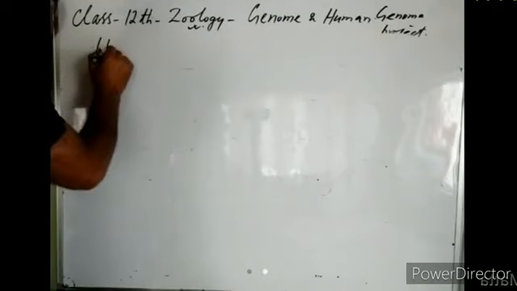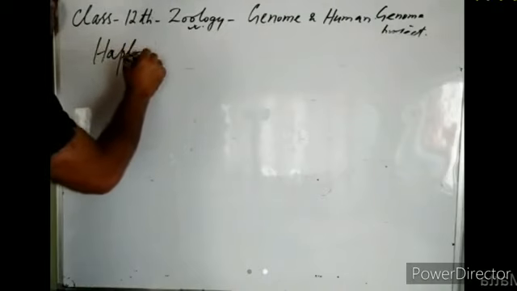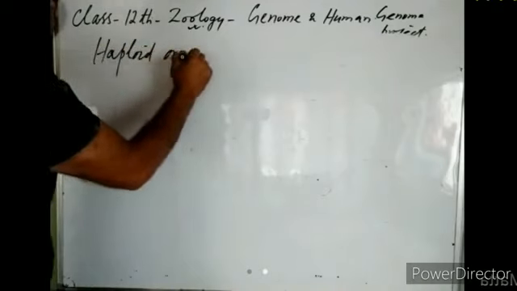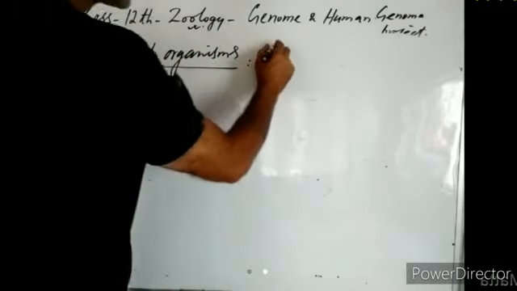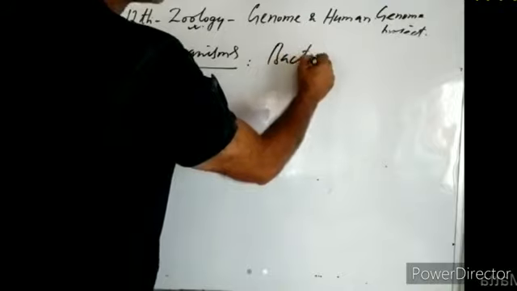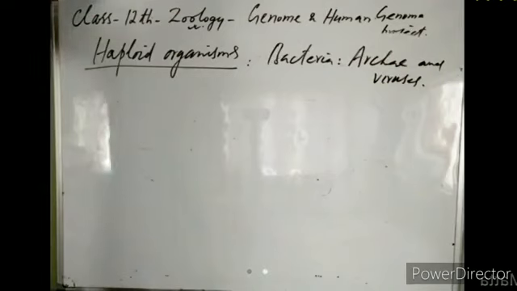Haploid organisms like bacteria, archaea, and viruses. They are all haploid organisms. Bacteria are haploid, archaea are haploid, and viruses are haploid. So what about their genome?